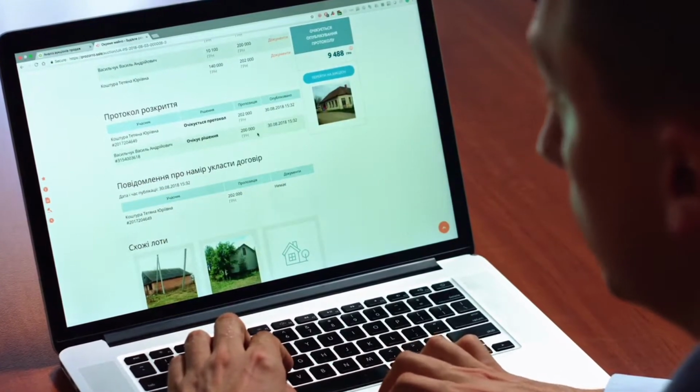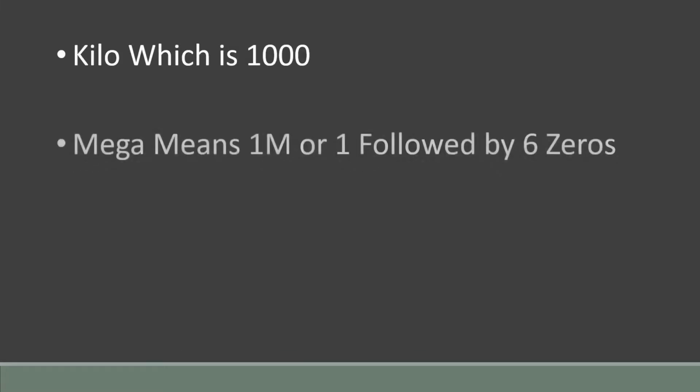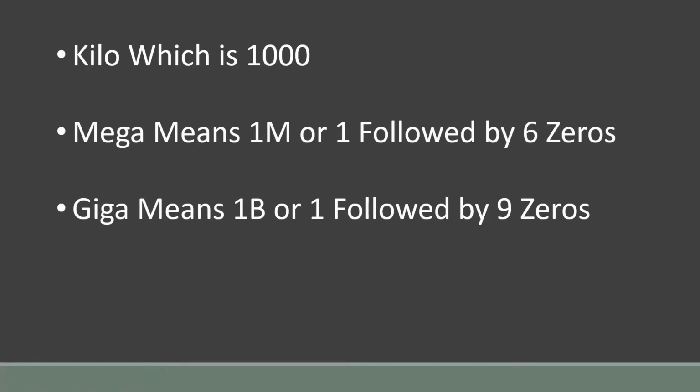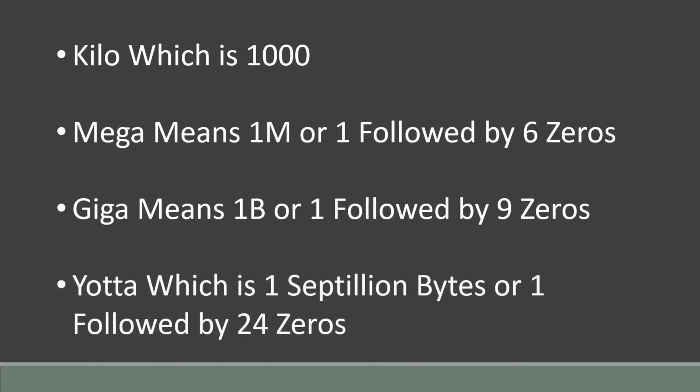We could also add prefixes like kilo, which is 1000. Mega means 1 million. Giga means 1 billion. And there is the yottabyte, approved by the International System of Units, which is about 1 septillion bytes, or 1 followed by 24 zeros.